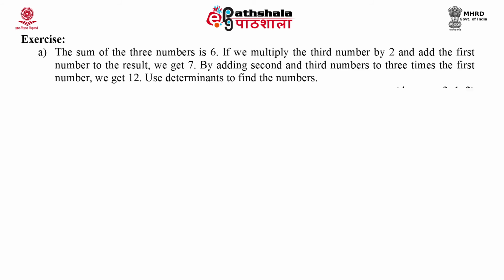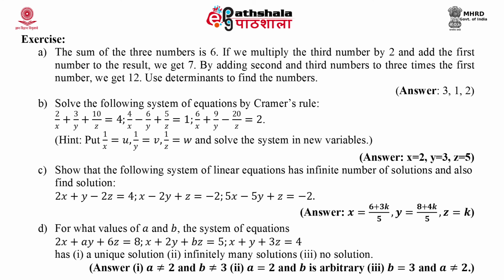Now there are some exercise questions. In the second exercise question, the expressions are a little bit complicated. We have given a hint that you can substitute 1 by x as u, 1 by y as v, and 1 by z as w. Then this system will become a linear system of equations, and then we can use Cramer's rule to solve that system. Similarly, in the last question, for what values of a and b will the system have a unique solution, infinitely many solutions, or no solution. We have to find the values of a, b.